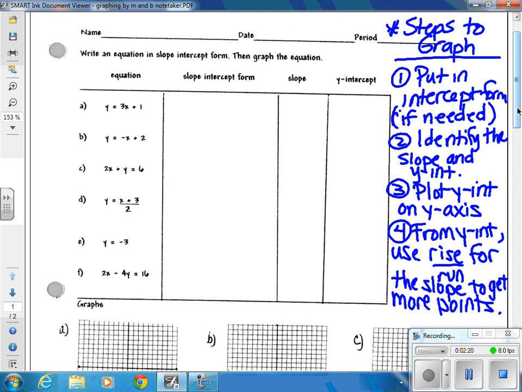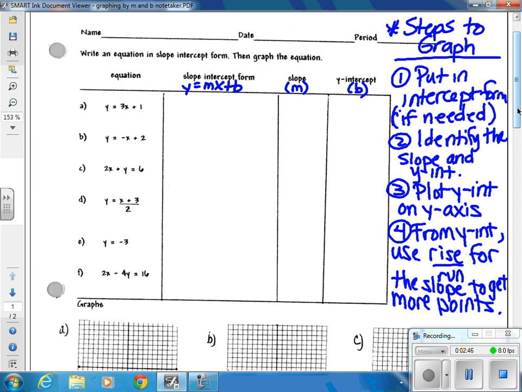So if we take a look at the equations in the chart, we want to first make sure that it's in intercept form or put it there, and then identify the slope and the y-intercept. Remember, slope is your letter M and y-intercept is your letter B, and slope-intercept form is that equation or formula y equals mx plus b. And once we have all these information pieces filled in the chart, then we can go to the grids below, and I'll show you how easy it is to graph from just the 2 numbers that you have present.